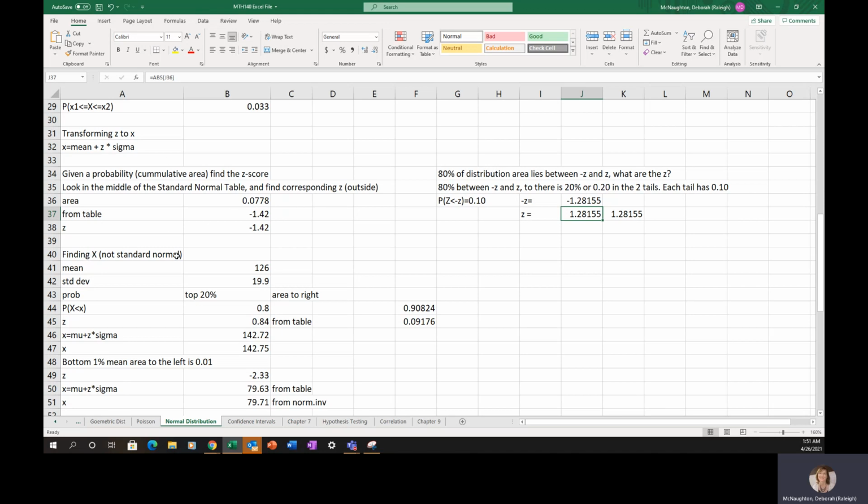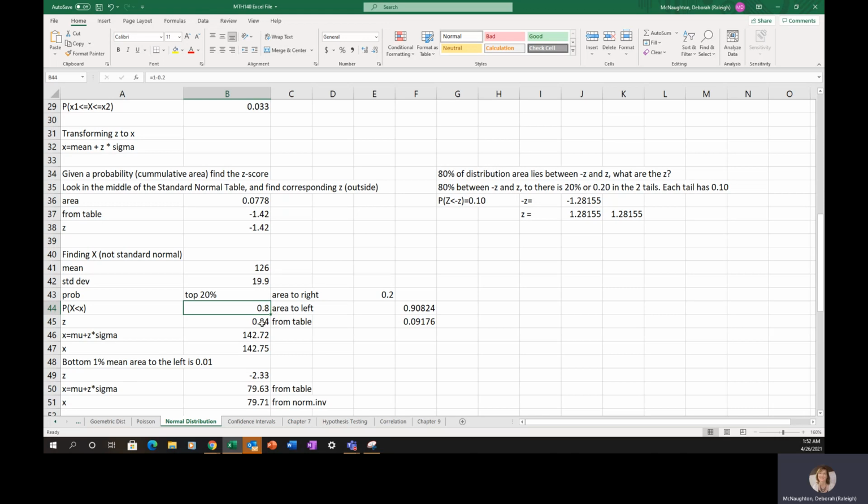If we have normal but not standard normal, then we're given a mean and a standard deviation. And so if they ask me to find the top 20%, remember, then they're asking me for the area to the right, but the table always returns the area to the left. So this means that the area to the right is 0.2, which means that the area to the left is 0.8. So this is the area to the left, which is what we get when we do our norm.inv.